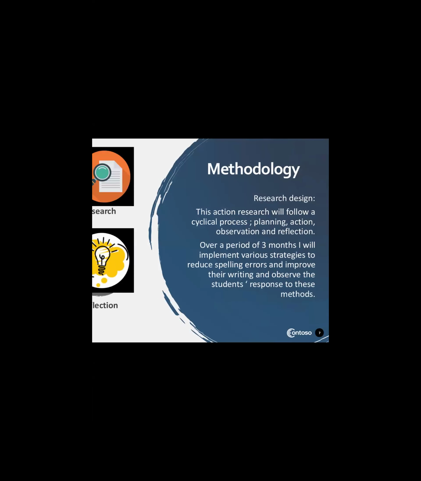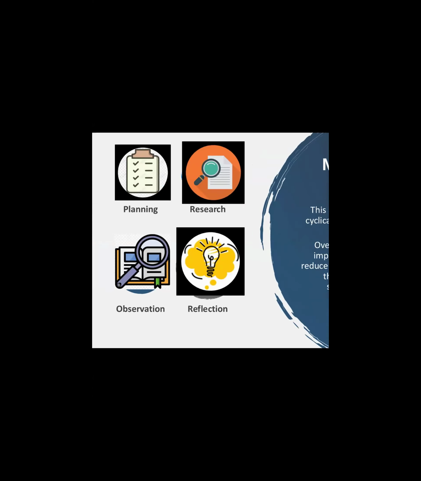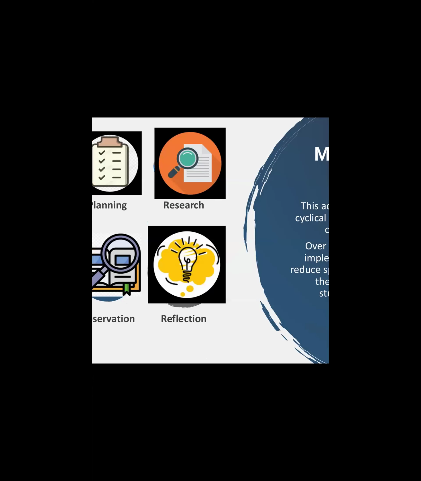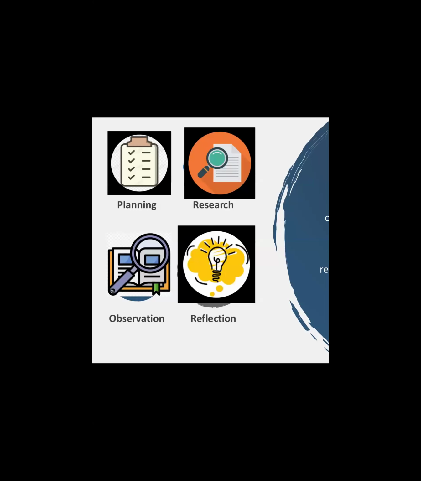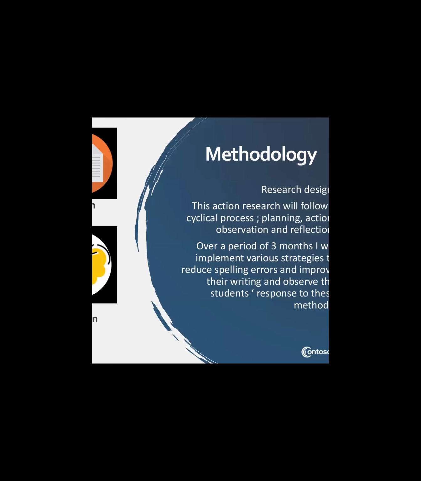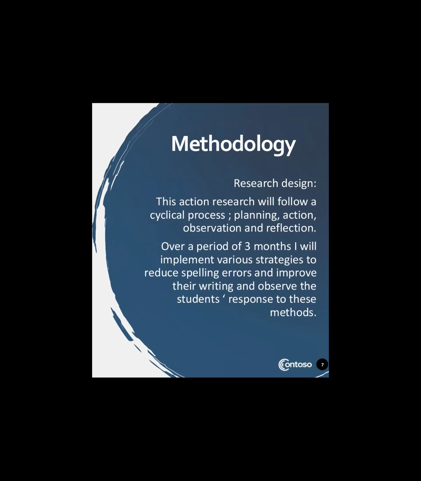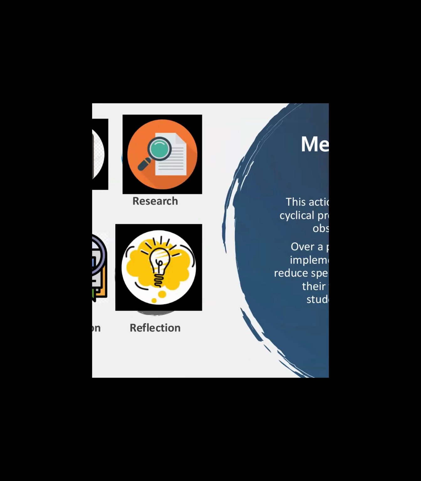And the methodology which I have used for this research is simply, I have given the picture here: planning, action, observation, and reflection. This action research will follow a cyclical process: planning, action, observation, and reflection. Over a period of 3 months, I will implement various strategies to reduce spelling errors and improve their writing and observe the students' response to these methods.